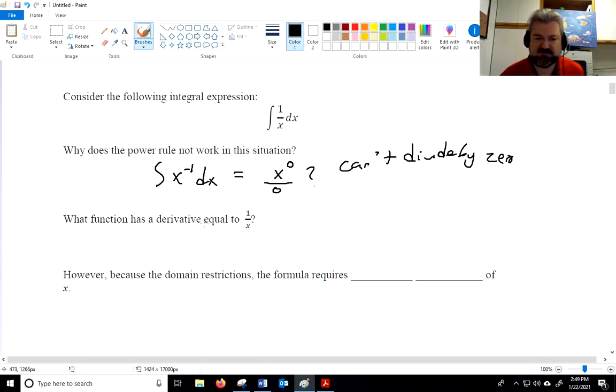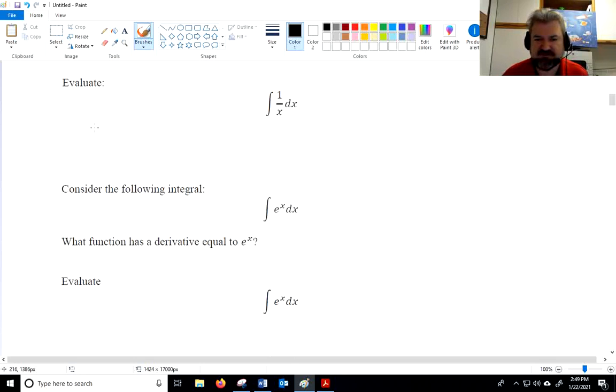But luckily, there's another way we can do this. Let's think about what has a derivative of 1 over x. Well, you might remember that the expression the natural log of x has a derivative of 1 over x. So we would think that the integral must have something to do with that. However, because of domain restrictions, the formula actually requires the absolute value of x. So let's see. What is the integral then of 1 over x dx? The answer is the natural log of the absolute value of x plus c.